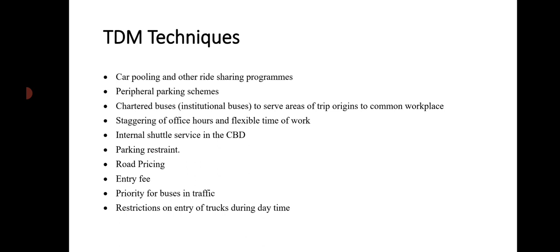Okay. Then priority for buses in traffic. Normally, if there are two vehicles, one a personal vehicle and another a public transport vehicle, then the public transport vehicle will be given preference, so that people will be encouraged to rely on public transport systems. Then restrictions on entry of trucks during daytime. All these trucks and freight, that is cargo carrying heavy vehicles, will not be allowed to enter the city center during daytime.